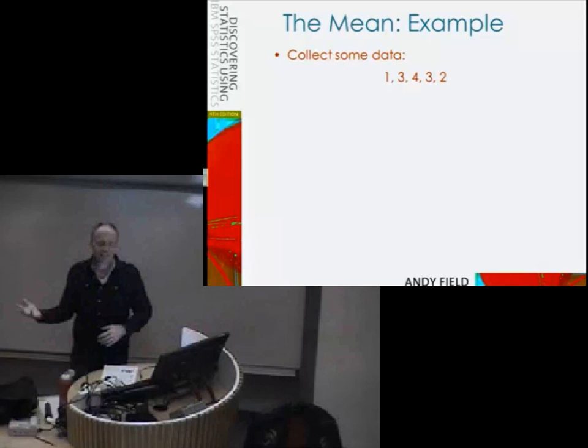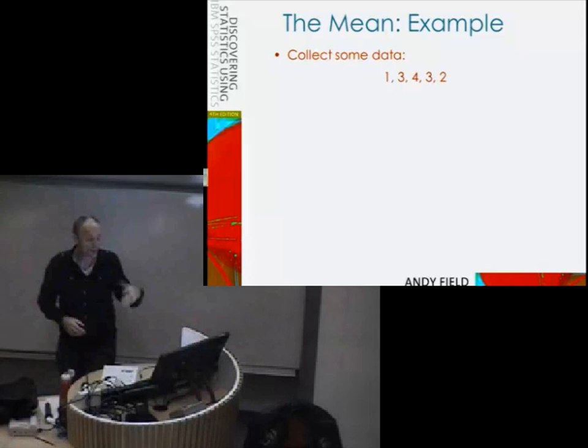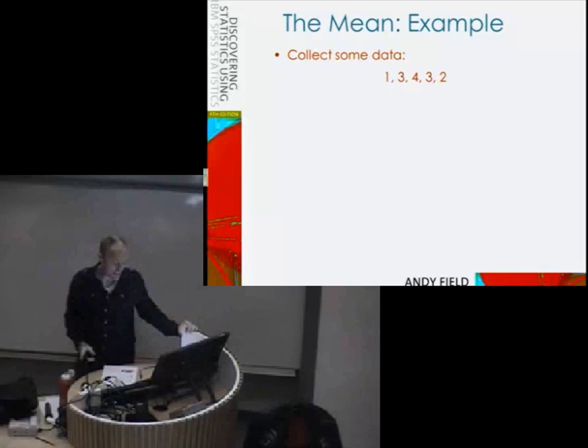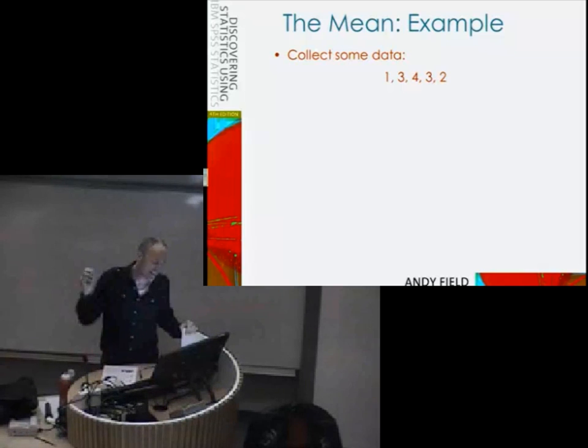So we got 5 statistics lecturers, and we measured how many friends they had. And here's the data. The first statistics lecturer had 1 friend. That was his hand. The second one had 3. Third one had 4. He was pretty popular.